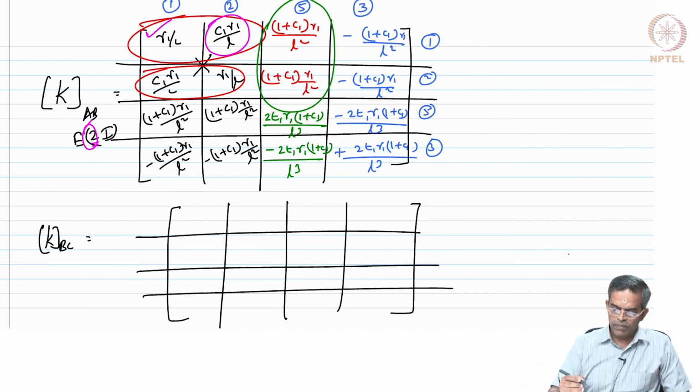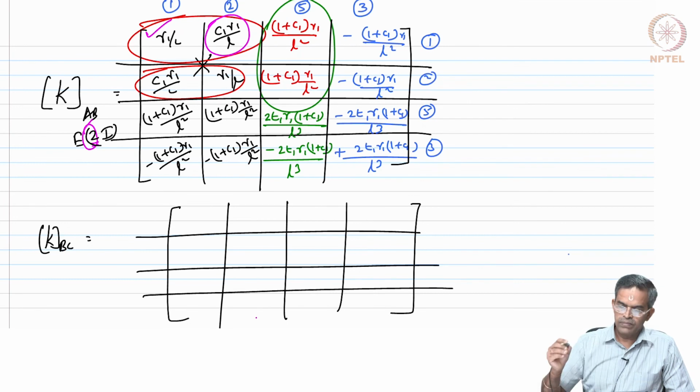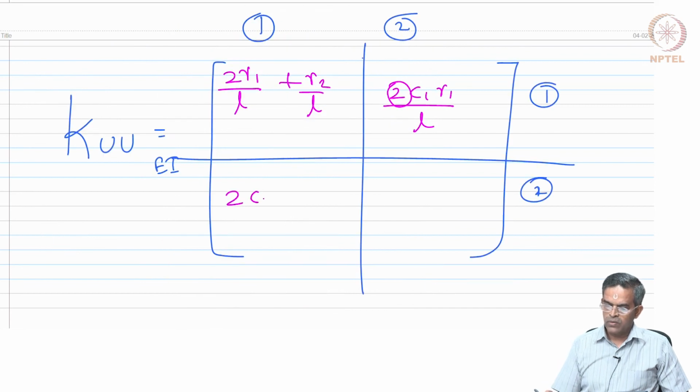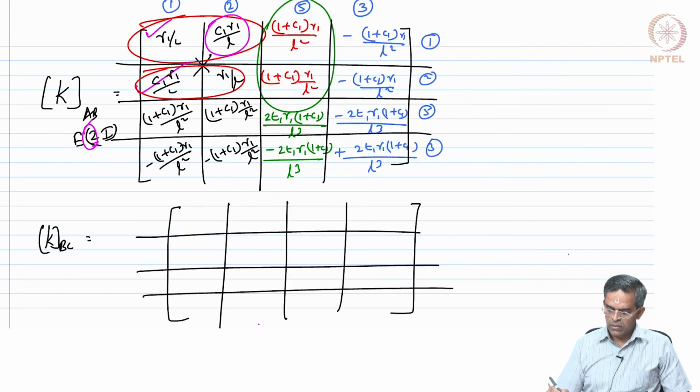This 2 has come because of this. Now, I must get 2 1. Go here. 2 1 is this value. So, 2 C1 R1 by L, correct.